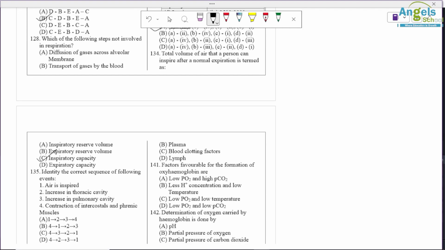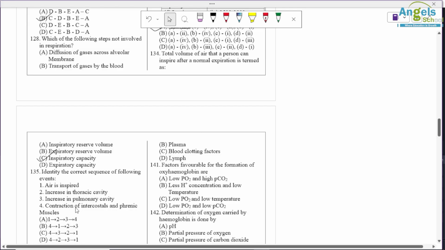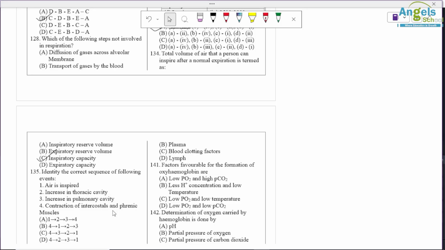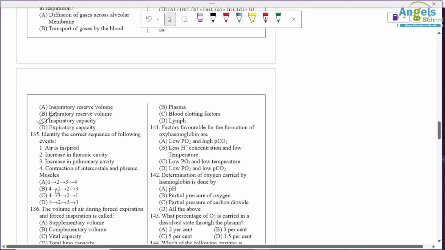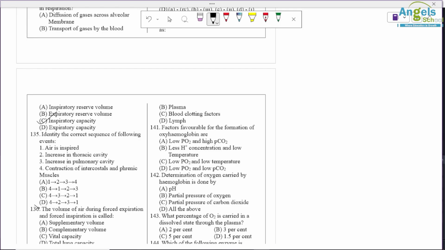Identify the correct sequence of the following events. Air is inspired, increase in thoracic volume, increase in pulmonary volume, then contraction of intercostal and phrenic muscles. Okay, so here the correct sequence is first contraction of intercostal and phrenic muscles, then increase in thoracic volume, then increase in pulmonary volume, and then air is inspired. Okay, so correct option is D only.